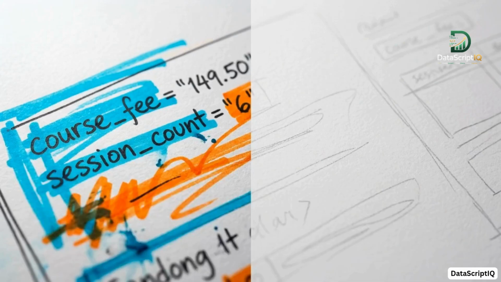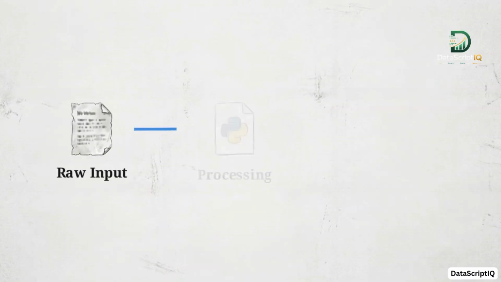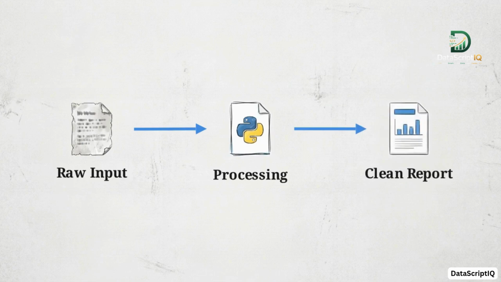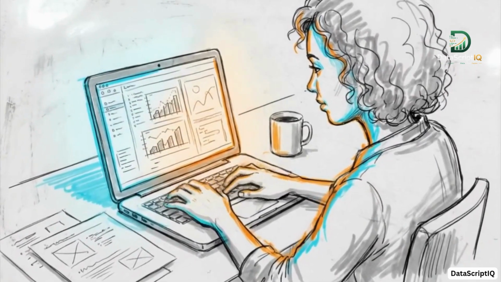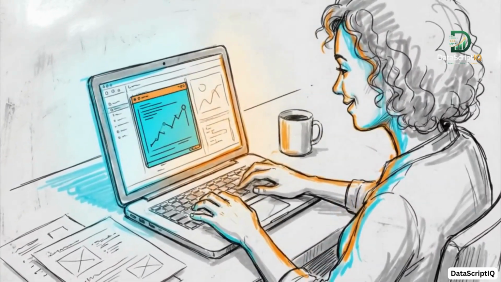Look at the difference. We started with messy strings and unchangeable tuples, and we've transformed them into a structured, calculated dictionary. The way you handle data types determines how reliably your scripts can filter, calculate, and report information. Try experimenting with the raw data yourself. Change the inputs or add your own fields to see how the conversions and error handling respond.